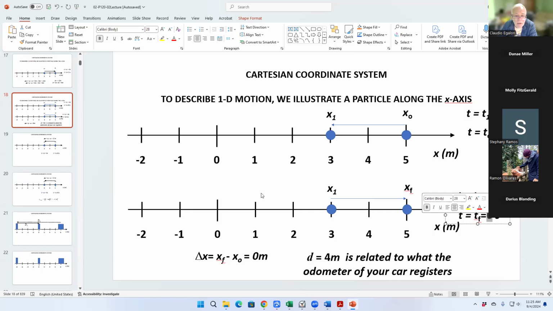Yes, thank you. So you may have a displacement being equal to 0, but the distance traveled will not necessarily be equal to 0.